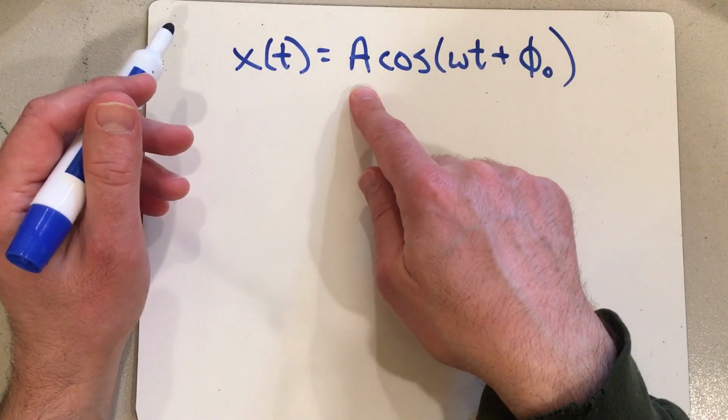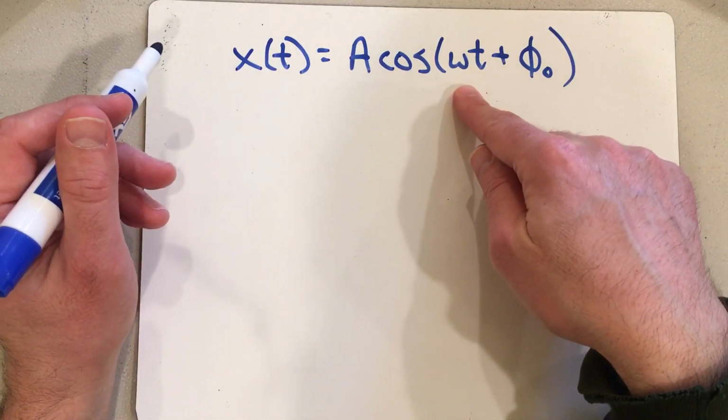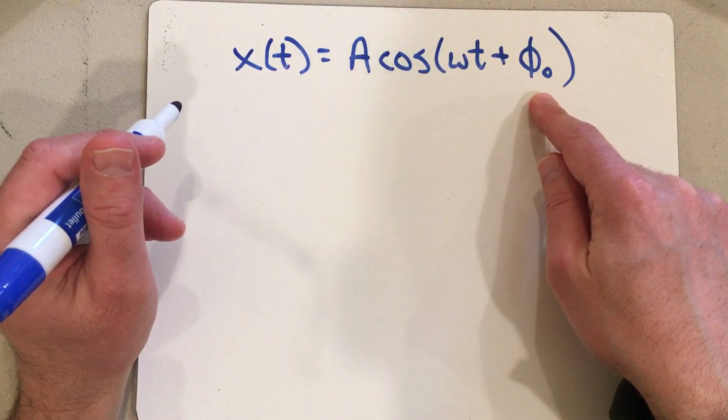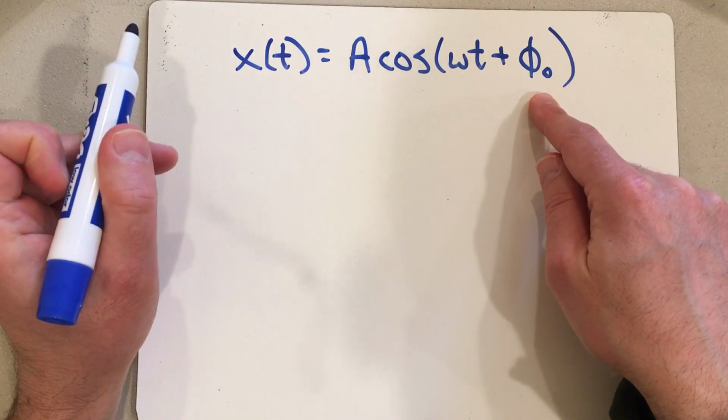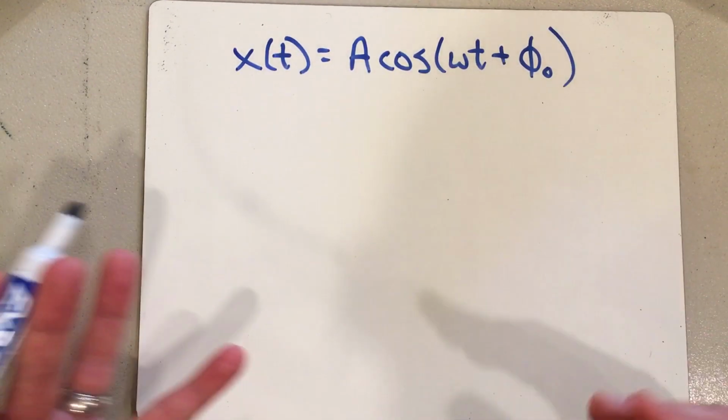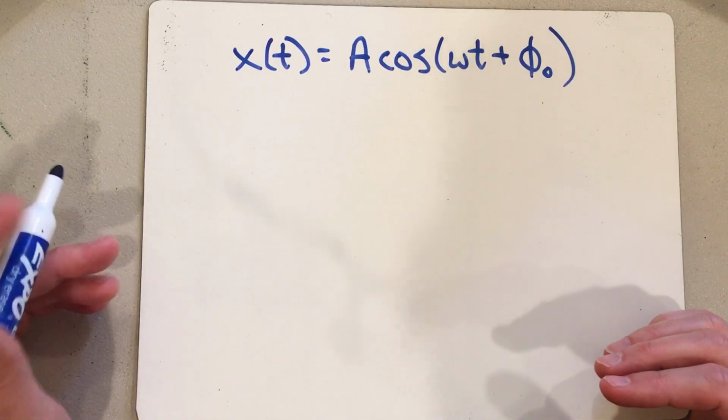A is amplitude. Omega is the angular frequency. Again, t is time. And this is phi. This is called the phase shift. And I want to go through and explain what the phase shift is and why it's important.